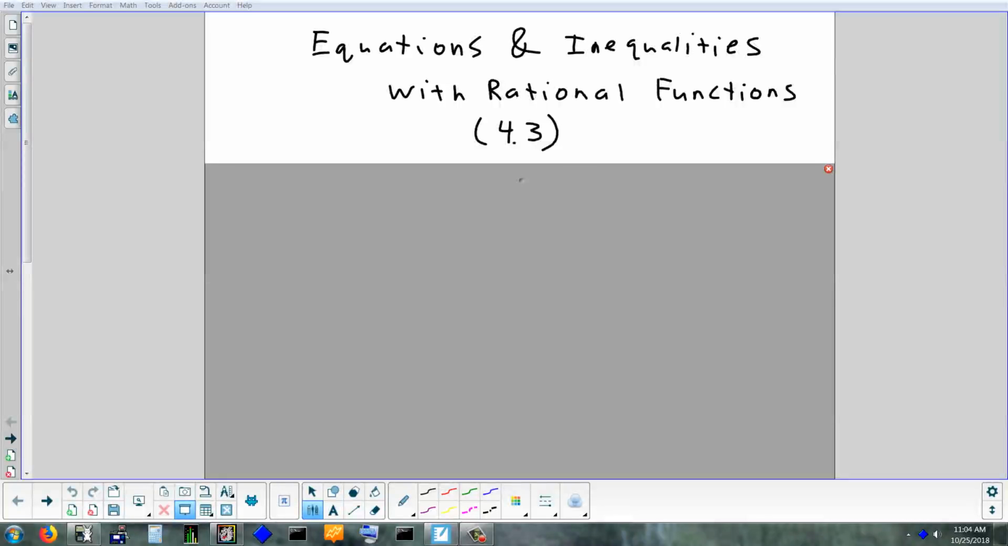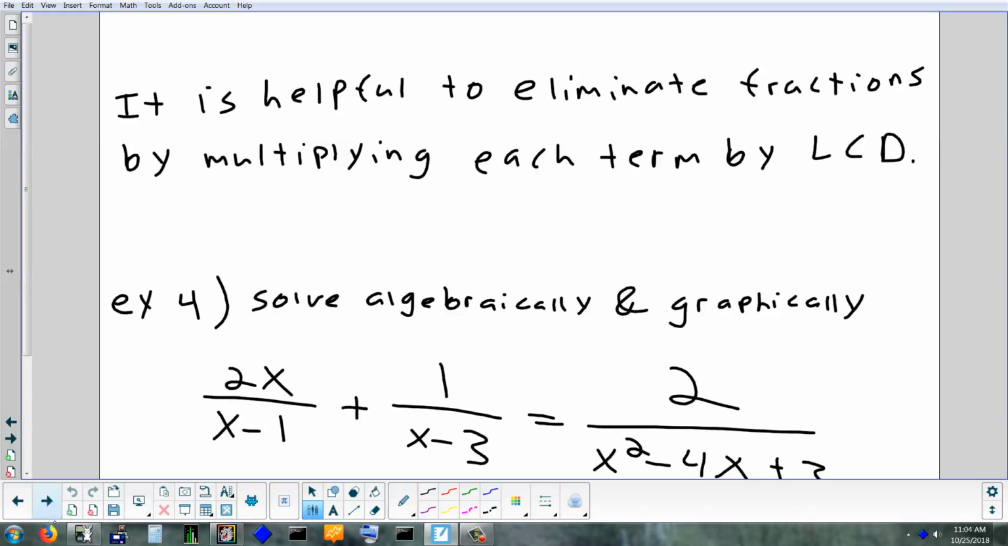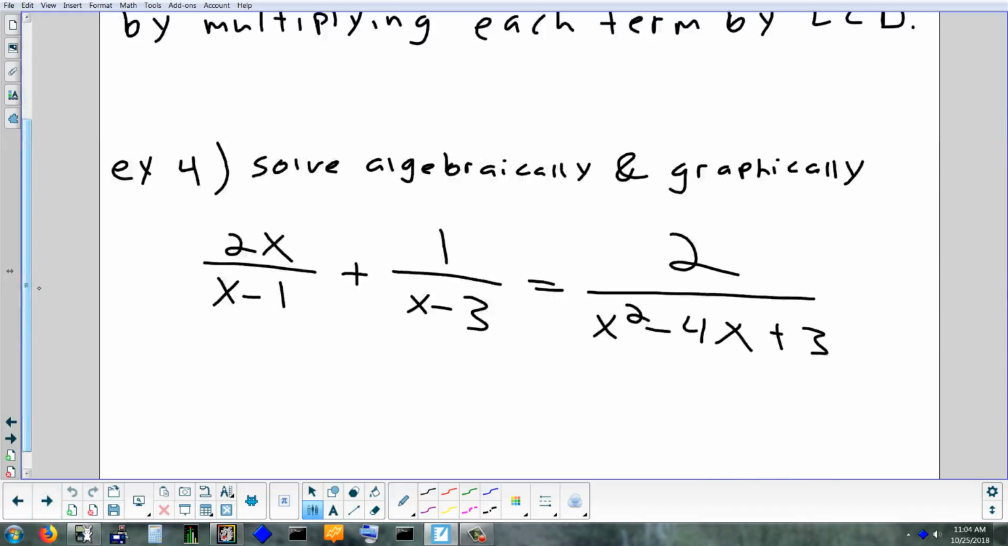Okay, so let's take a look at our last section, 4.3. Past couple days we spent a lot of time on graphing, looking at functions that have vertical, horizontal, slant, and even curved asymptotes. Now we're going to look at solving equations. So eventually we want to be able to solve something like that.